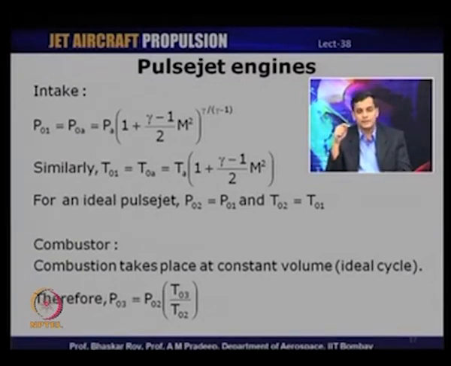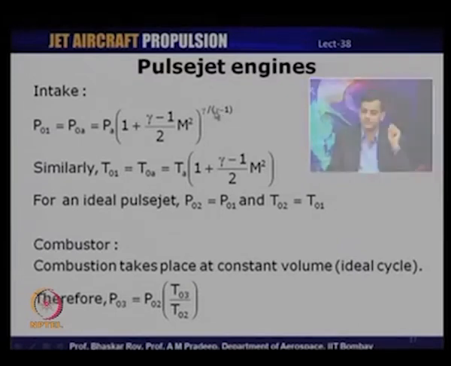For the ideal cycle of a pulse jet, we are going to assume that there is no stagnation pressure loss in the intake part of the pulse jet. P01 will be equal to P0A. That is what you see here, P01 is equal to P0A, which is the ambient static pressure multiplied by (1 plus gamma minus 1 by 2 M squared) raised to gamma by gamma minus 1. This is basically from the isentropic relation. For an ideal pulse jet, we are going to assume that it is an isentropic process.